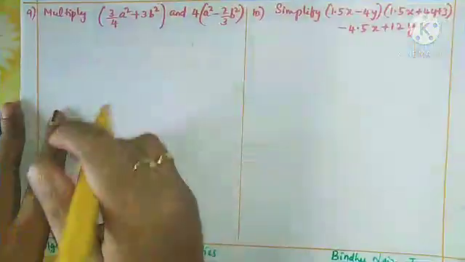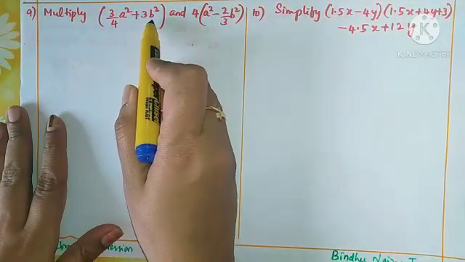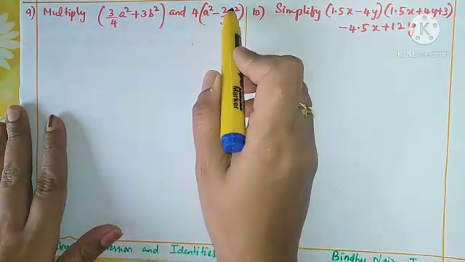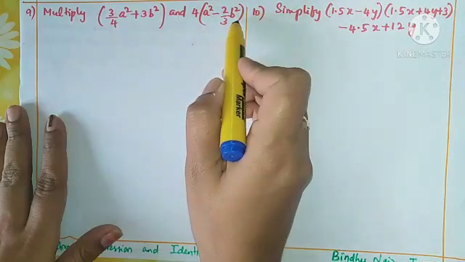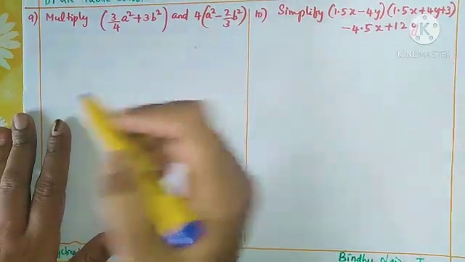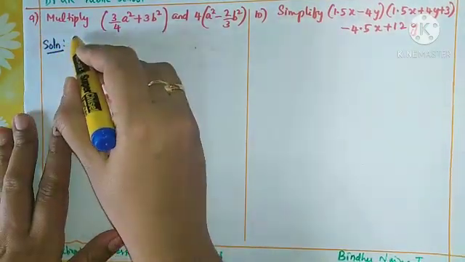Come to the next question. Multiply 3 by 4A square plus 3B square, a binomial, and 4 into A square minus 2 by 3B square, another binomial. So binomial multiplication we studied earlier. So let's just start the solution. First write the question, multiply.